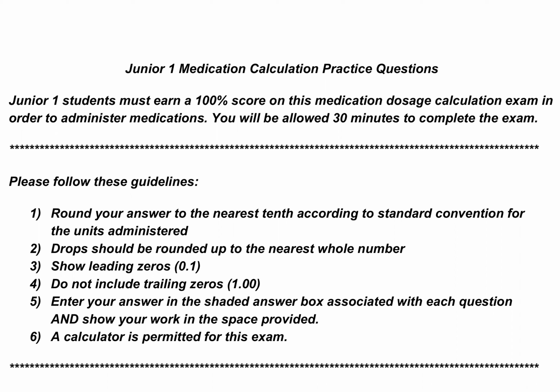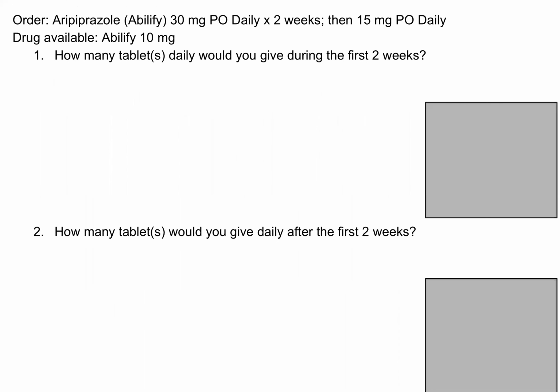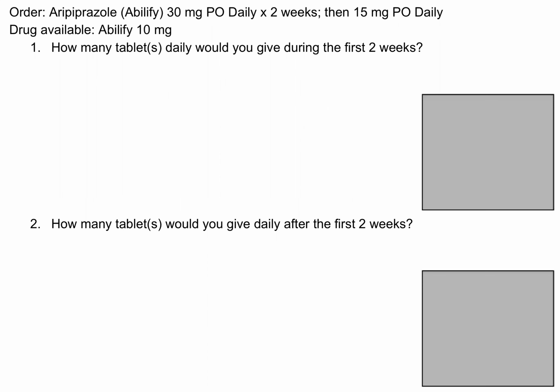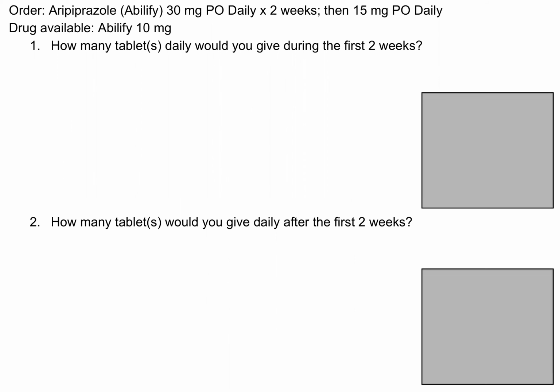Number 1 and number 2 will be based on this order: Abilify 30 milligrams PO daily times 2 weeks, then 15 milligrams PO daily. Drug available is Abilify 10 milligrams. So let's go ahead and start with number 1. And number 1 is asking us for tablets per day. And number 2 is also asking us for tablets per day.